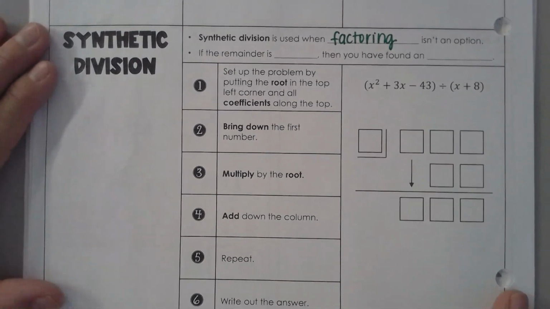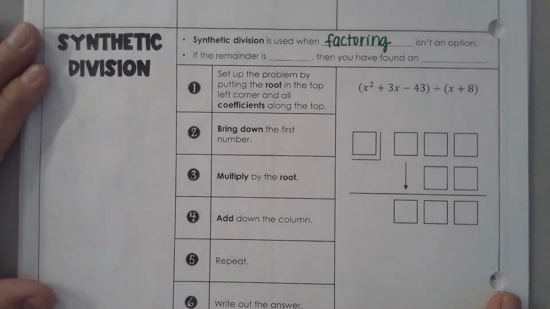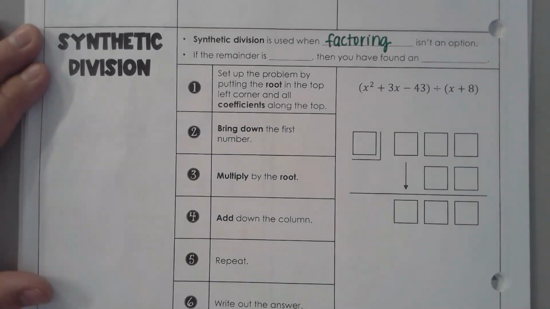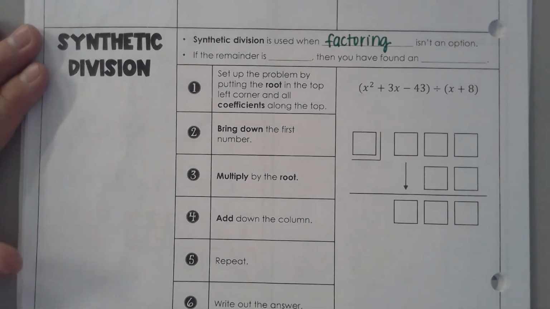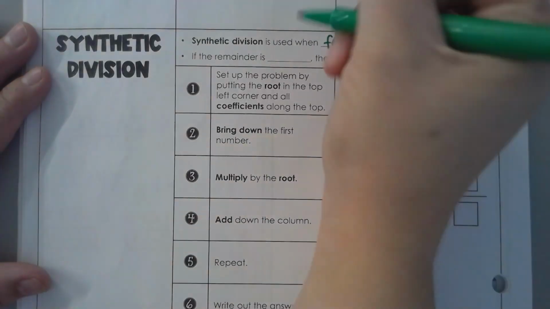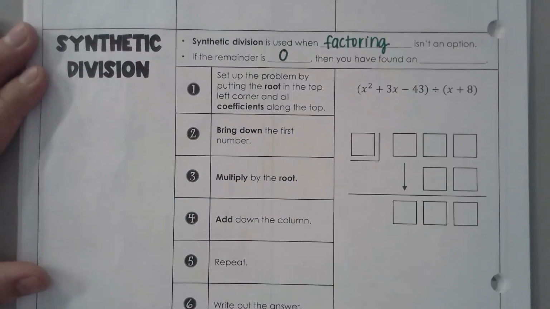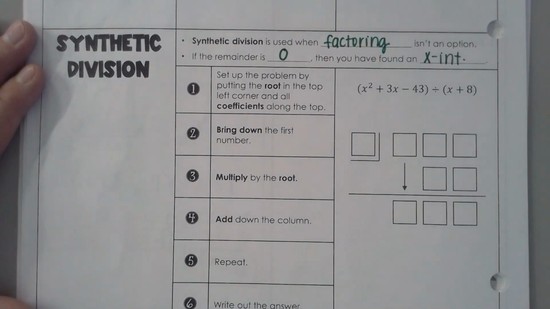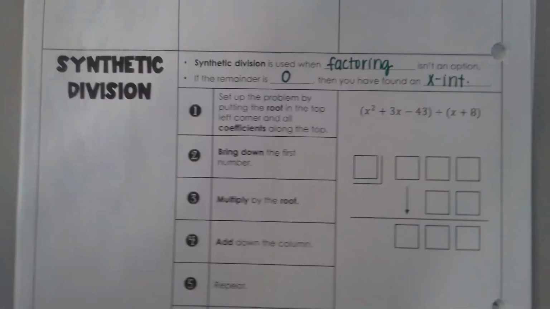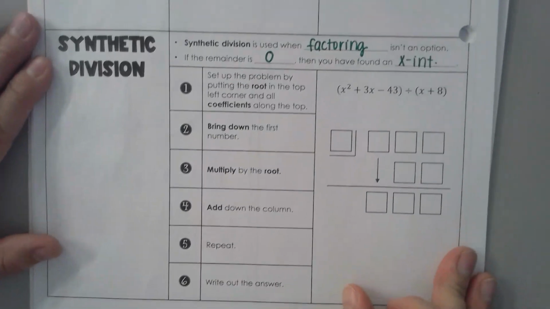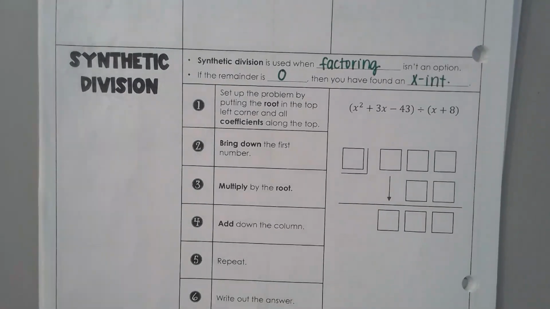Now, synthetic division, it's a process. You've got to memorize the steps, but once you memorize them, you can do them really quick. If the remainder is 0, then you have found an x-intercept. Normally, we would do some more with this in another lesson, but we are skipping that right now, so you don't have to worry about that too much.